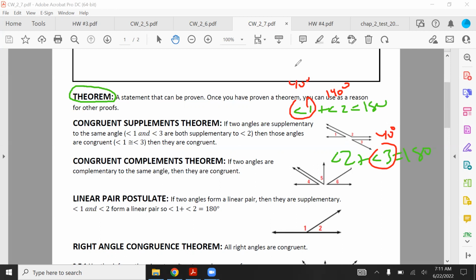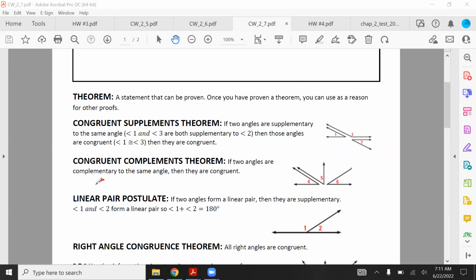Congruent complements theorem works the same way. If angle 4 plus angle 5 adds up to 90, and if angle 5 plus angle 6 also adds up to 90, then naturally speaking, 4 and 6 must also equal each other. For example, what if angle 5 were like 50 degrees? Then angles 4 and 6 would both be 40 degrees. And there you go. So hopefully that seems logical.